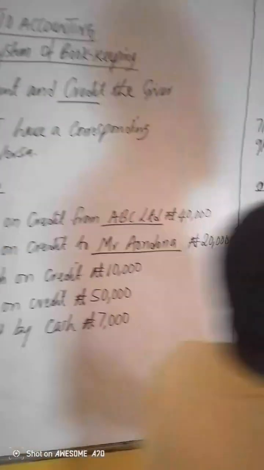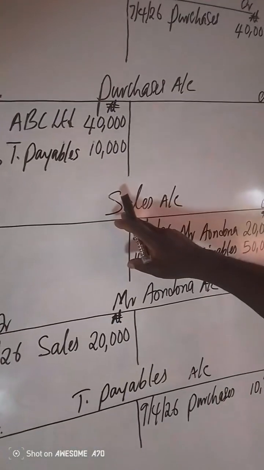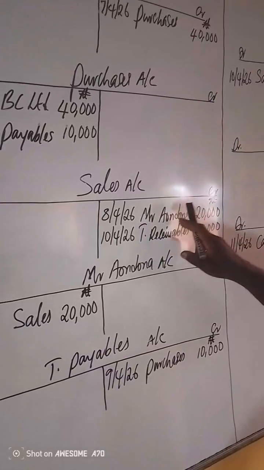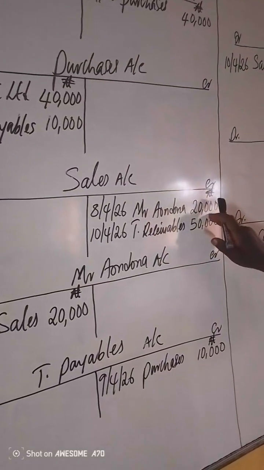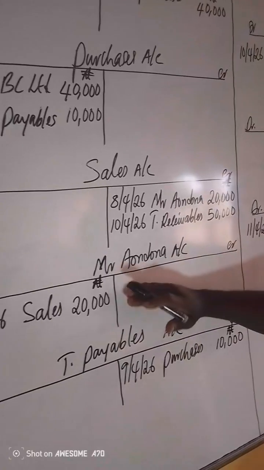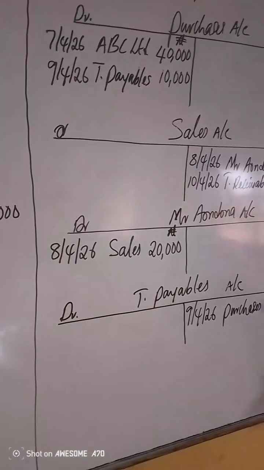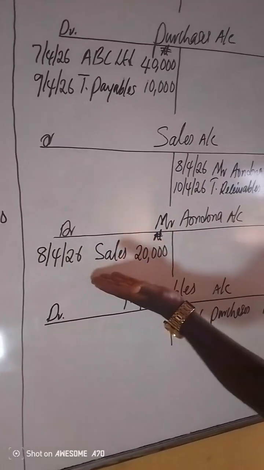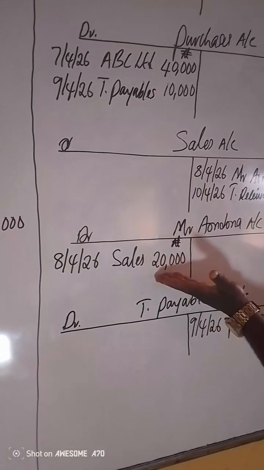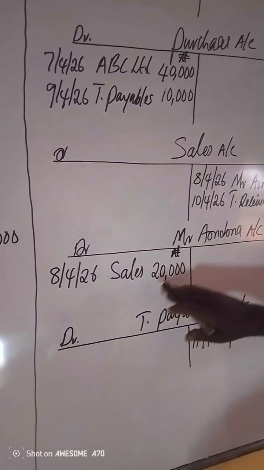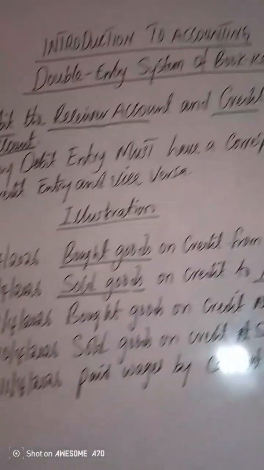Let's look at how it is posted. You always start with the giver account. The giver account is sales. I now say that sales is giving to Mr. Ordinary, and the value of the sales is 20,000. You then open Mr. Ordinary's account, which is the receiver account. Mr. Ordinary is receiving sales from the business worth 20,000. Mind you, Mr. Ordinary is like a trade receivable, like a debtor to the business. We are coming to that. I will explain better in the next illustration.